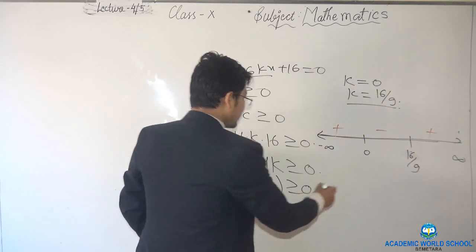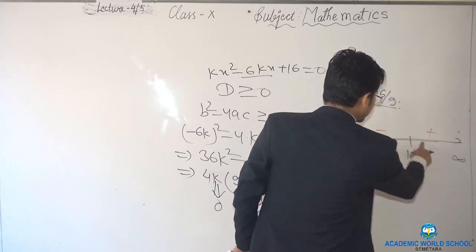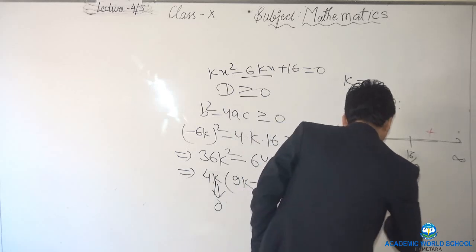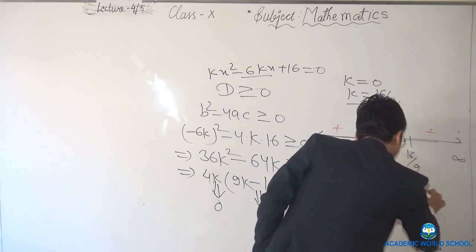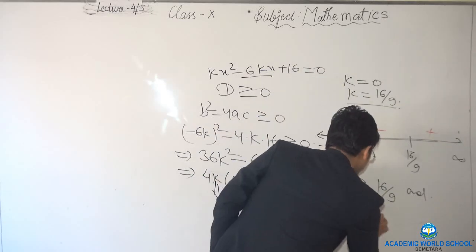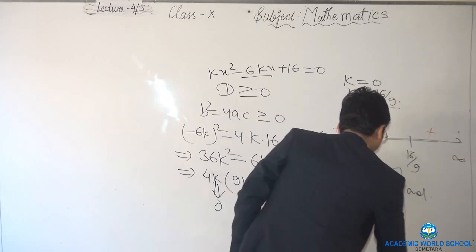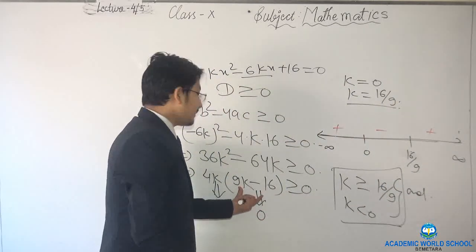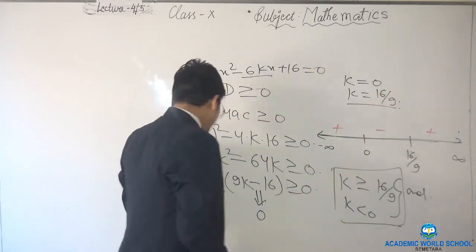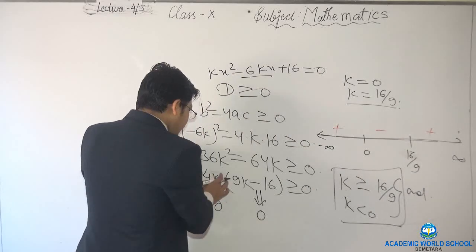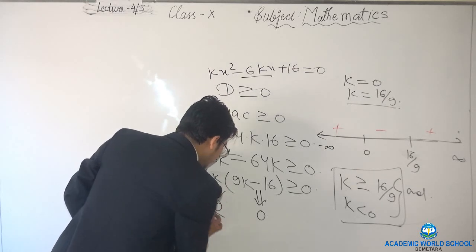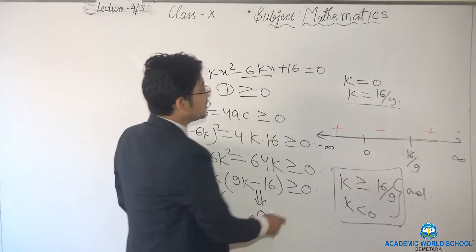So the value of k should be greater than or equal to 16 upon 9 and the value of k should be less than 0. So this is the answer. We have found the value of k from this bracket. From this bracket we got k is equal to 16 upon 9. And this is also a bracket, I can say this is 4 into k plus 0, or k minus 0, whatever. From this I am getting the value of k is equal to 0, and from this I am going to get the value of k is equal to 16 upon 9.